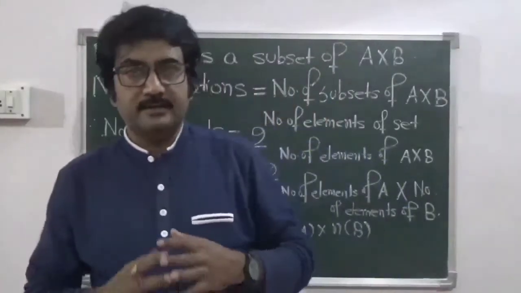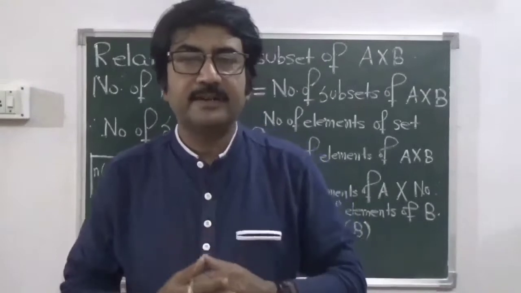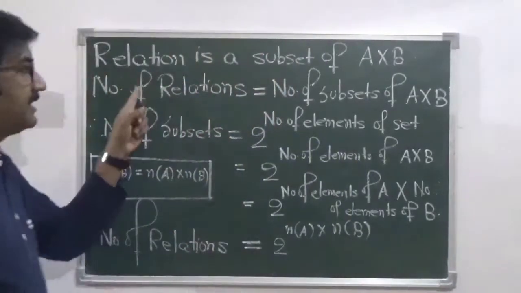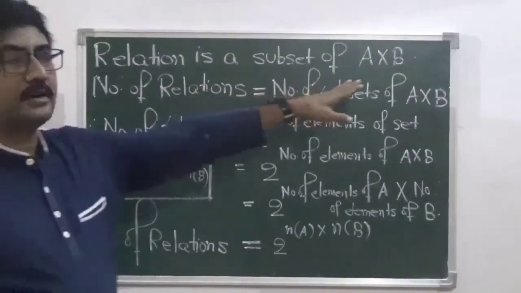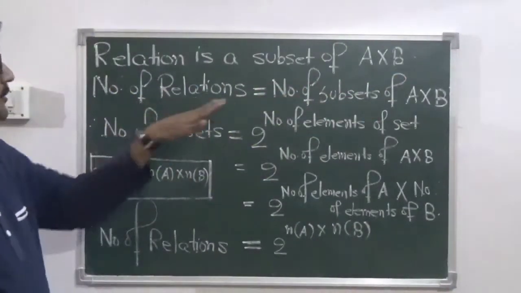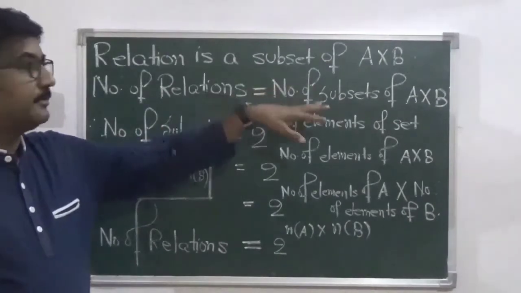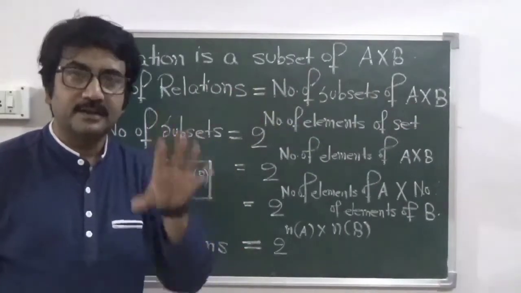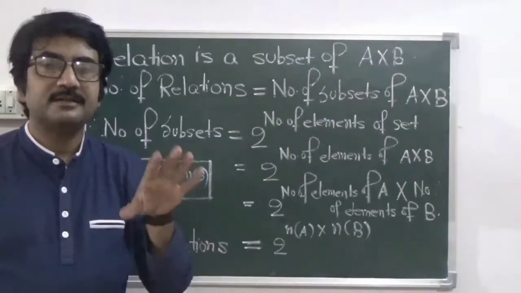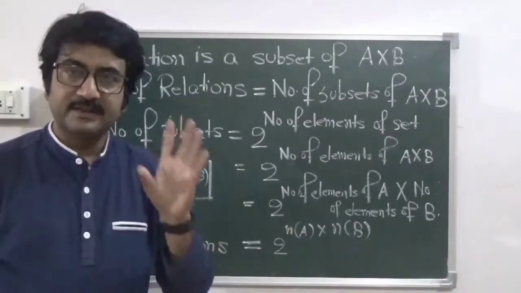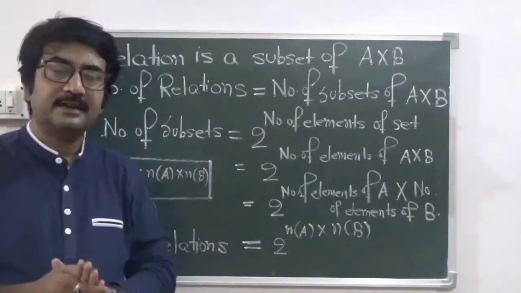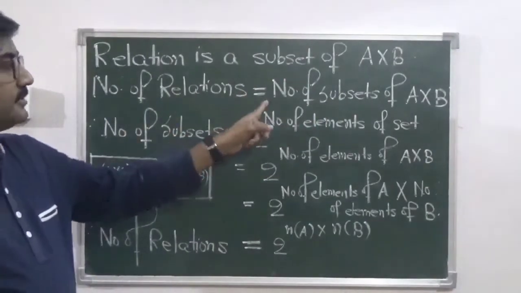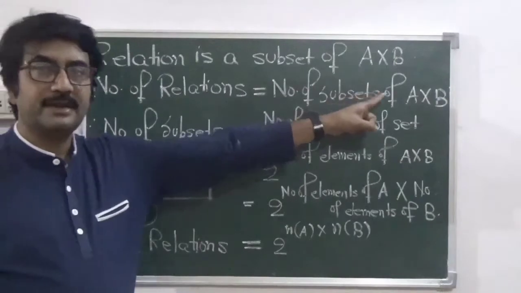Now we are going to find the total number of relations that can be defined from set A to set B. A relation, as we know, is a subset of the Cartesian product A cross B. So the number of relations is equal to the number of subsets of the Cartesian product A cross B. You know what a subset is, which you have already studied in set theory. If not, please refer to the chapter on set theory and get the idea of what a subset is.